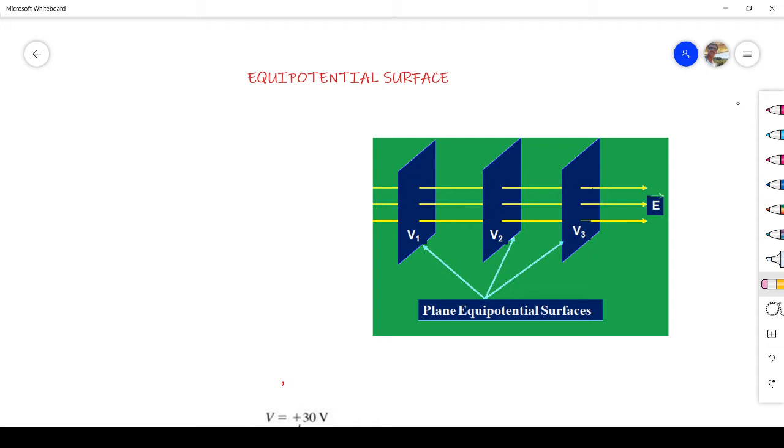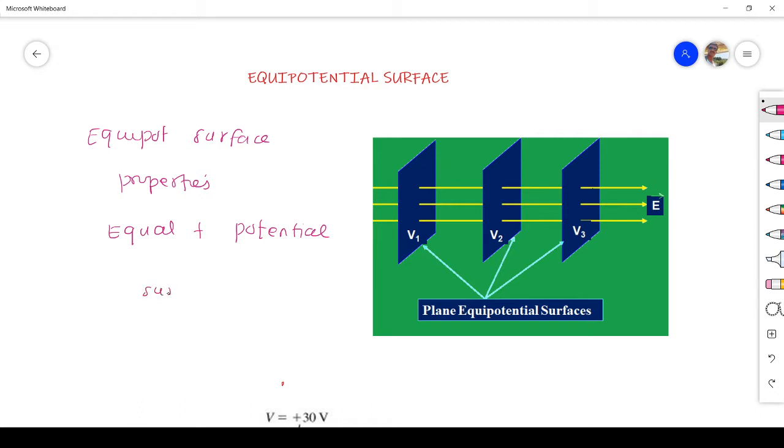In this class we are going to learn what an equipotential surface is, and what the properties of an equipotential surface are. As the name itself tells, it is a combination of equal plus potential. So an equipotential surface is a surface in which all the points are at the same potential. A surface in which all the points are at the same potential is known as an equipotential surface.